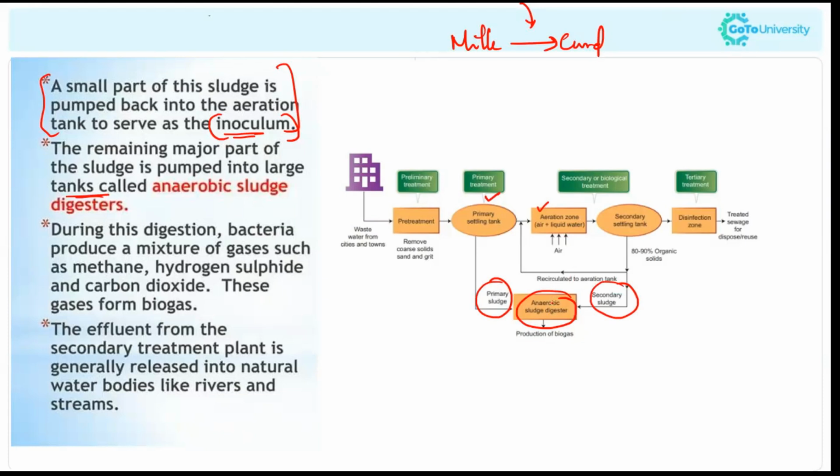And then here in the anaerobic sludge digester, the bacteria will be producing a mixture of gases, such as methane, hydrogen sulfide (H2S), carbon dioxide, etc. And these gases form the biogas. So the effluent from the secondary treatment plant is generally released into the natural water bodies like rivers, streams, etc.